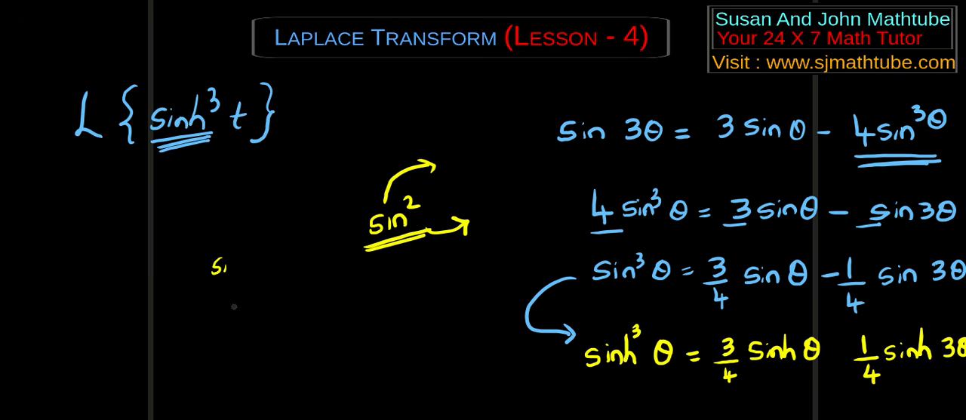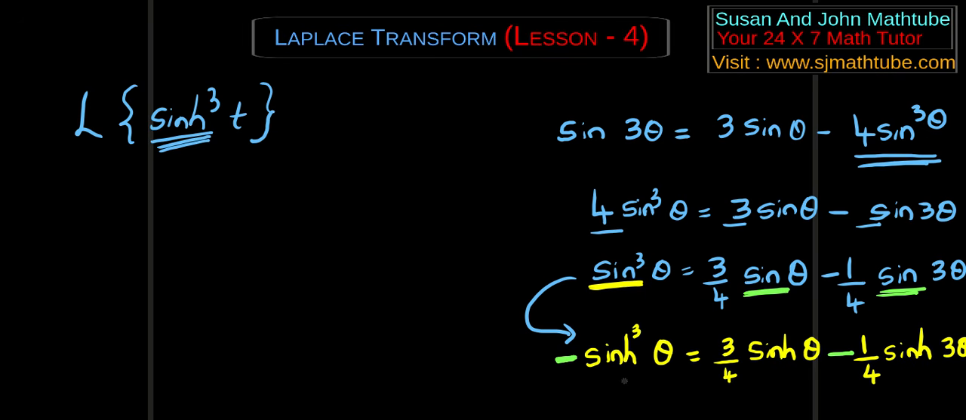Okay, now I can see sine square is hiding. Our sine square is hiding here, isn't it? This is sine square into sine. So that means we have to put negative here. No sine square, no sine square. So write the same thing.